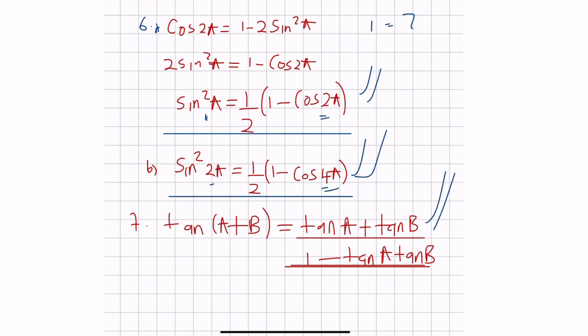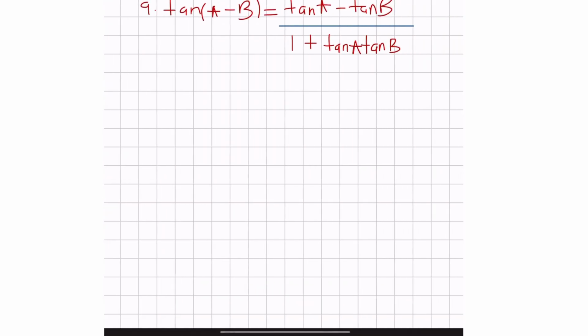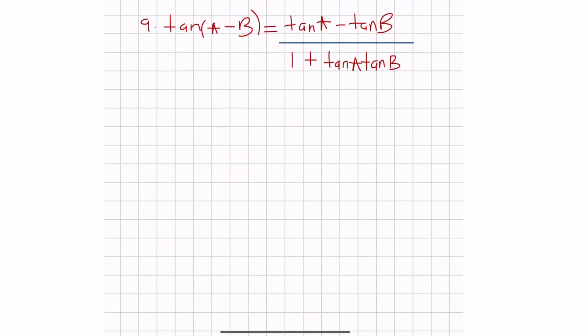Then when we have tan of A minus B, it's tan of A minus tan of B, over 1 plus tan of A, tan of B. So this is also another standard identity that we have.